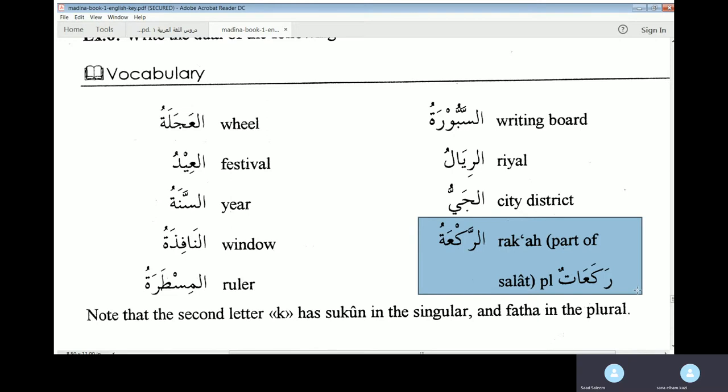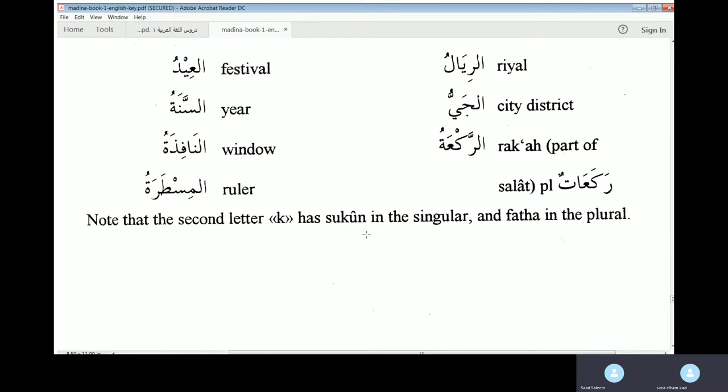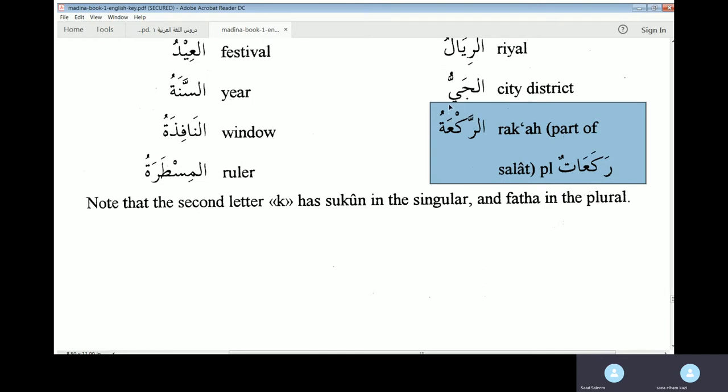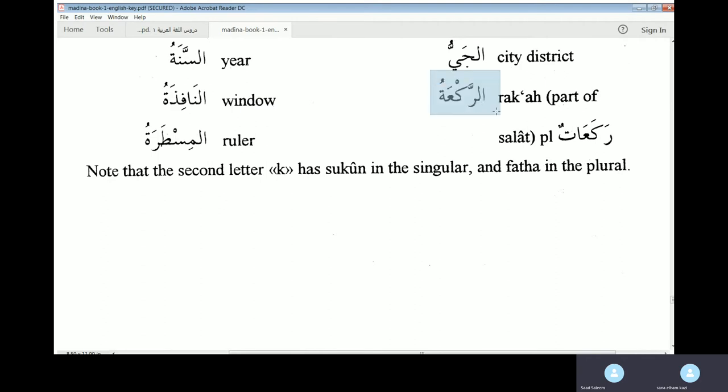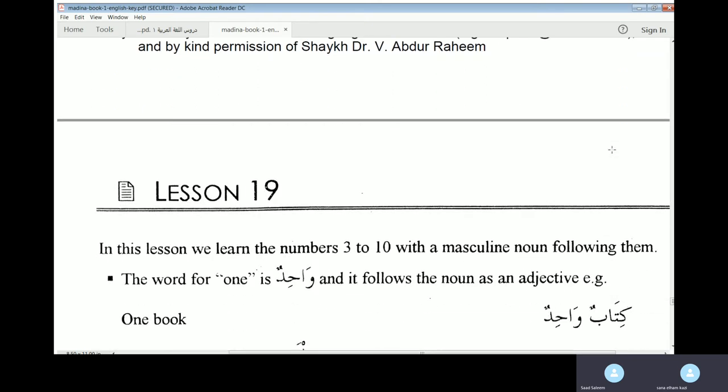Note that the second letter, kaf, has sukoon in the singular and fatha in the plural. Where is the sukoon? In rak'atu, rak'atun, there is sukoon on the kaf, whereas there is a fatha on the kaf in raka'at.